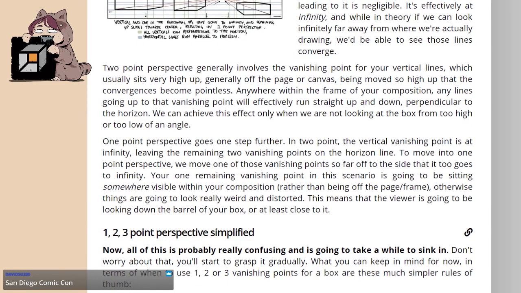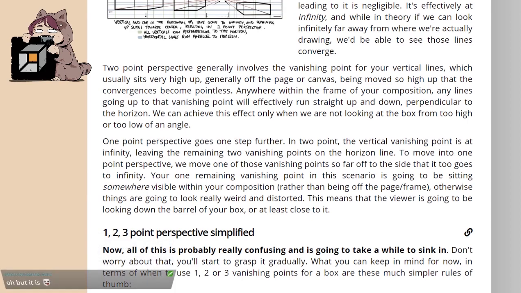2-point perspective generally involves the vanishing point of your vertical lines, which usually sits very high up, generally off the page or canvas, being moved so high up that the convergences become pointless. Anywhere within the frame of your composition, any lines going up to that vanishing point will effectively run straight up and down, perpendicular to the horizon. We can achieve this effect only when we are not looking at the box from too high or too low of an angle.